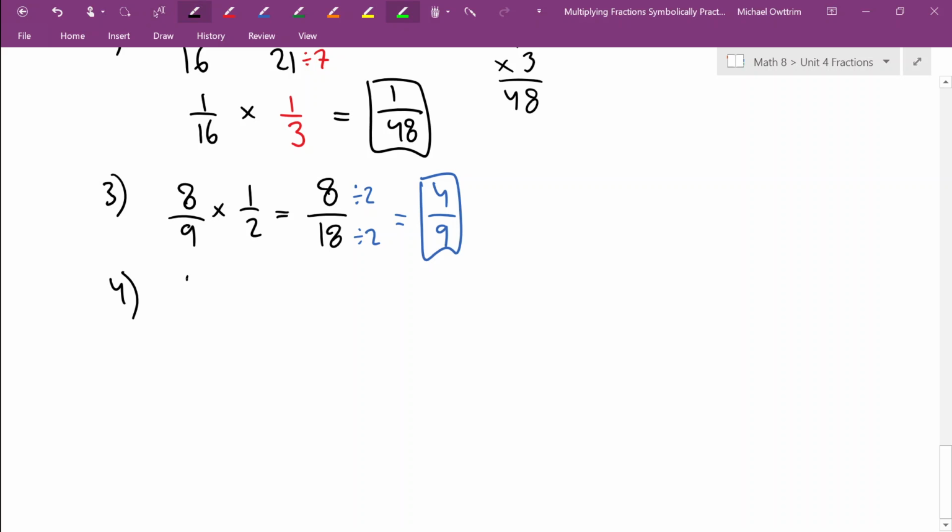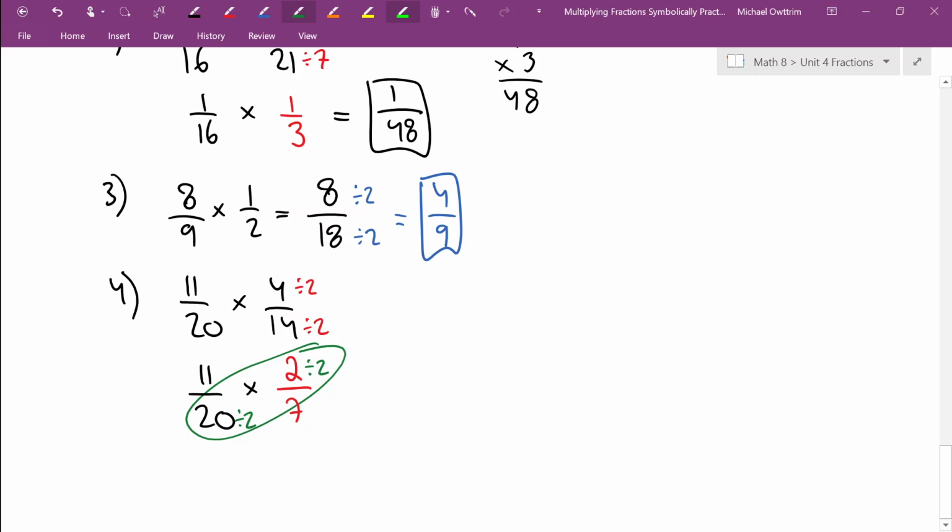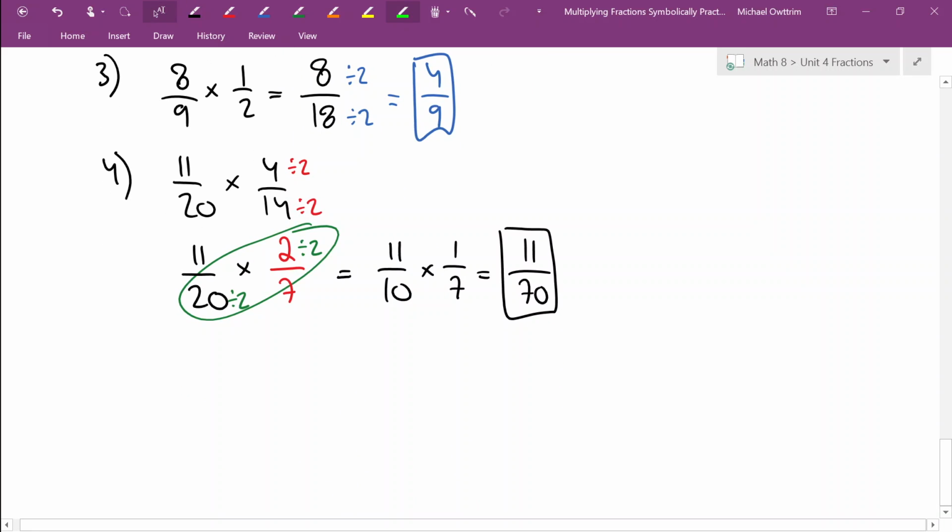Question 4, we've got 11 over 20 times 4 over 14. Let's go ahead and do some simplification there. I can divide these ones by 2. That'll give me 2/7. The other thing I'm going to do here to simplify is divide top and bottom here by 2, simplifying those two together. And that will give me 11 over 10 times 1 over 7. 11 times 1 is 11, 10 times 7 is 70. Obviously 11 being a prime number, it doesn't simplify any further.